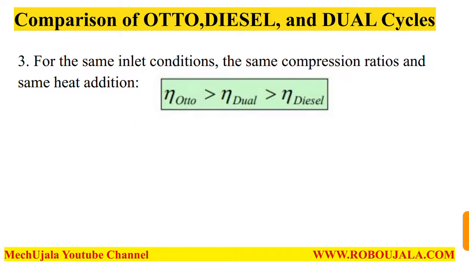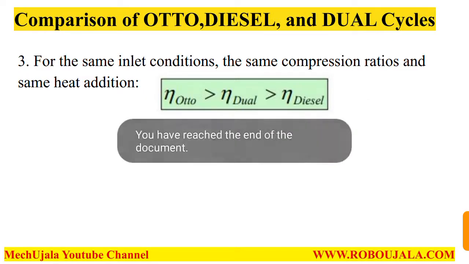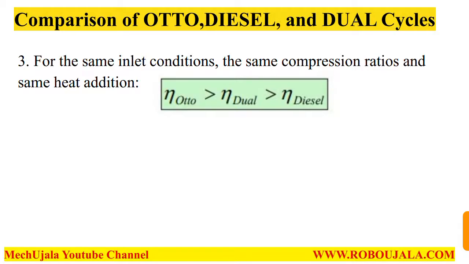Now let's see the third comparison. For the same inlet condition, the same compression ratio and the same heat addition, we will get efficiency of the Otto cycle more than the efficiency of the dual cycle, which is more than the diesel cycle. So those are the relations. Guys, please remember them, because questions can be asked in SSC based on the comparison of the Otto cycle, diesel cycle and dual cycle. I hope you understood all of these points based on the Otto, diesel and dual cycles, and the plots between pressure and volume, and temperature and enthalpy.